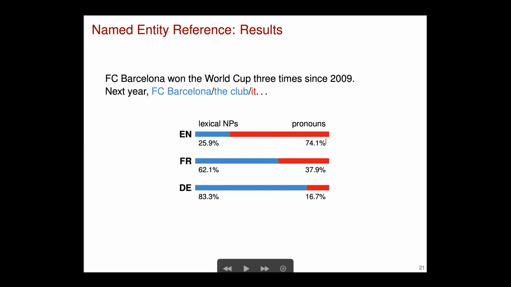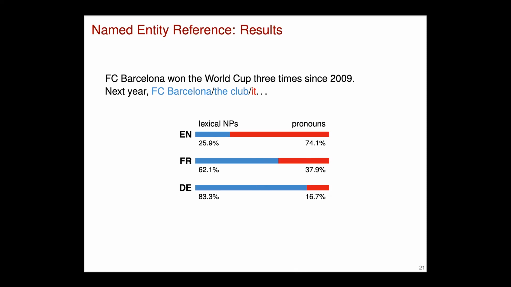So in English, we get 75% pronouns, 25% lexical NPs. In German, we get over 80% lexical NPs and only 60% pronouns. French is somewhere in between. And it's not because you can't say things with a pronoun in German, but simply people don't seem to do it the same way.